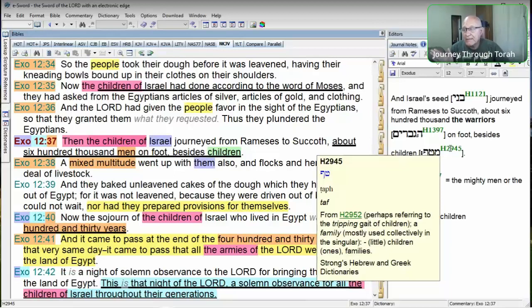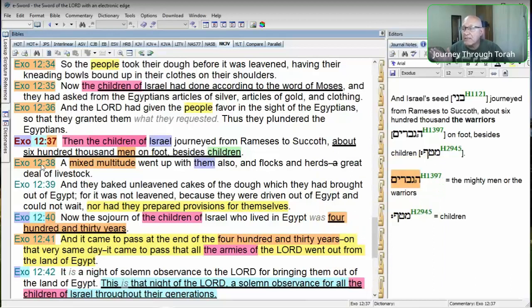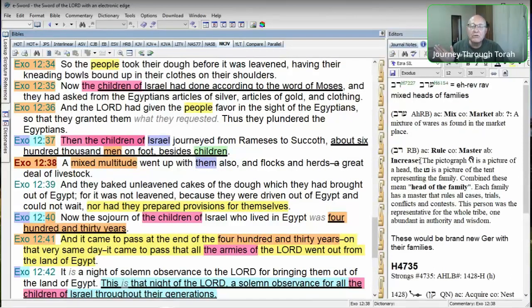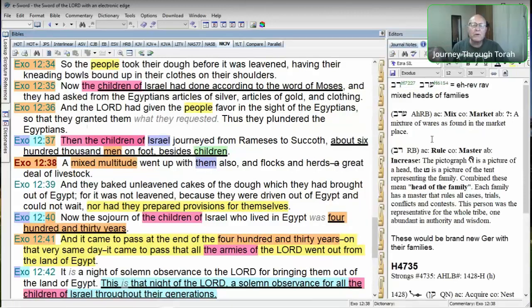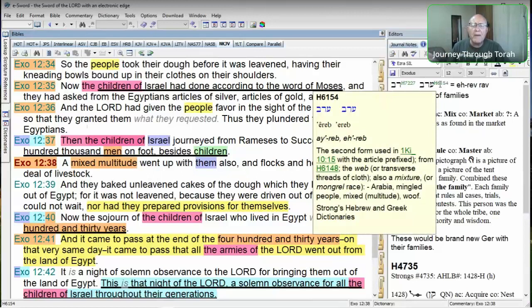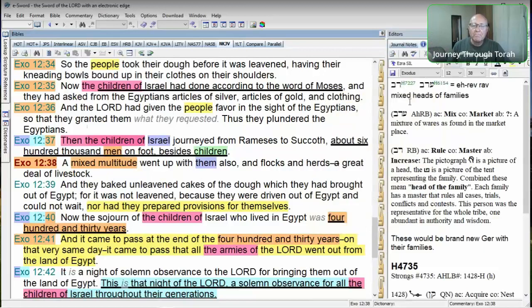And it goes on in the next verse, the mixed multitude. The mixed multitude is the heads of families. It gets talked about, mixed multitude, but we don't know what that means. We're talking about heads of families. Mixed heads of families. These are the Gerim. These are people from Egypt who were not Israel, who didn't take the Passover, who when they saw everybody die said, I'm going with you guys. This is who went with them. This is the Ger who dwells with them.